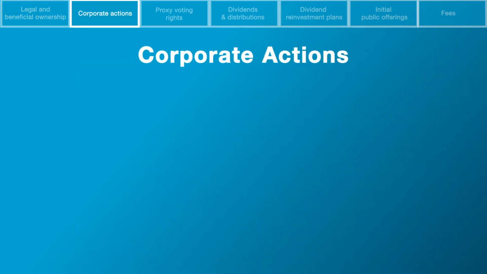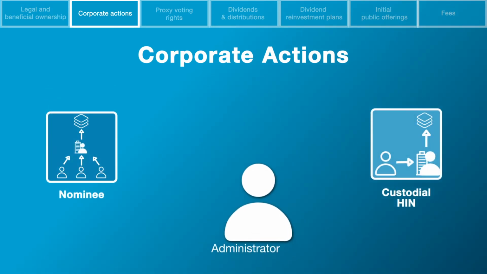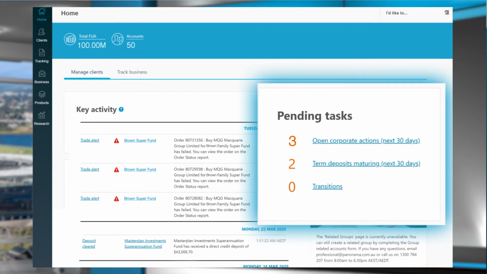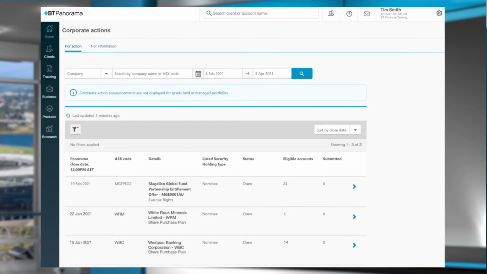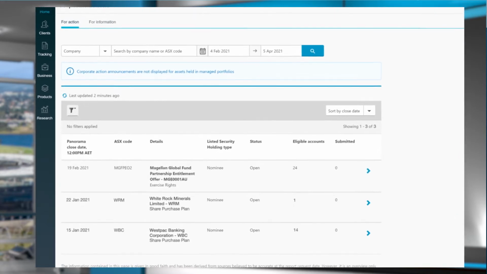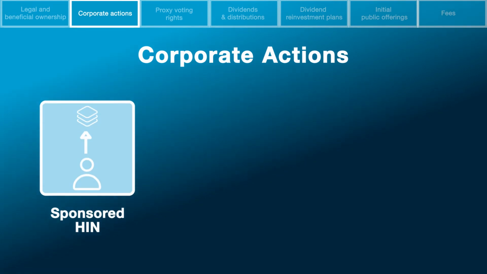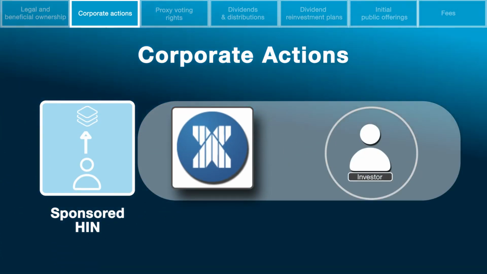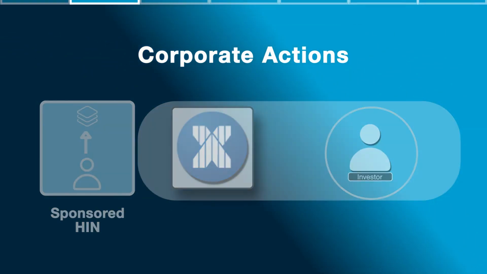In relation to corporate actions, for the nominee and custodial HIN options, the administrator will receive these communications from the share registry. You'll be alerted to upcoming voluntary events on your Panorama Corporate Actions page, and from here you can make online elections on behalf of these clients. For the sponsored HIN option, the share registry will deal directly with your clients, and your clients will be responsible for any communications in relation to corporate actions.